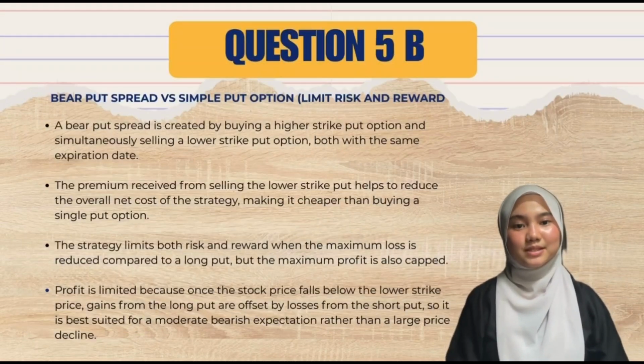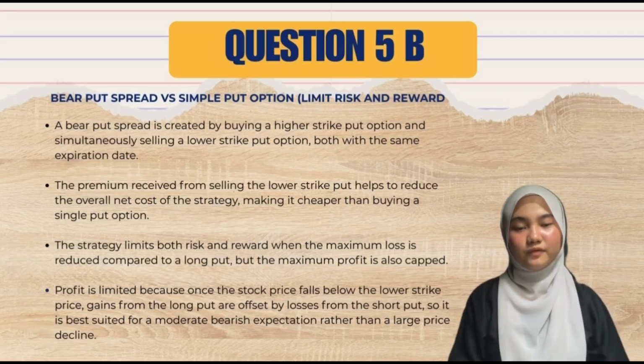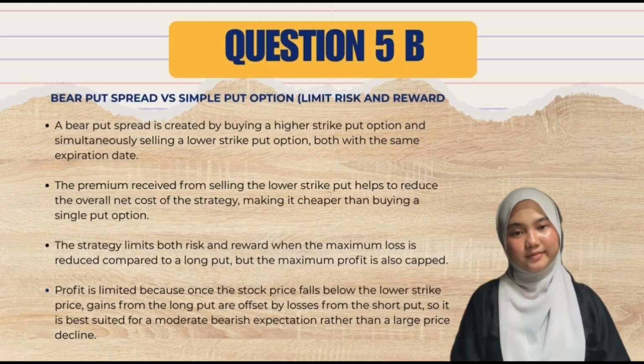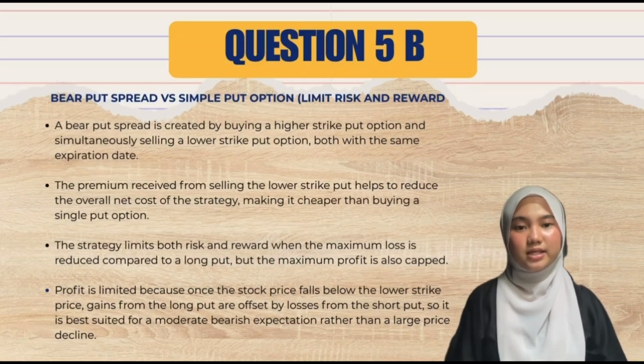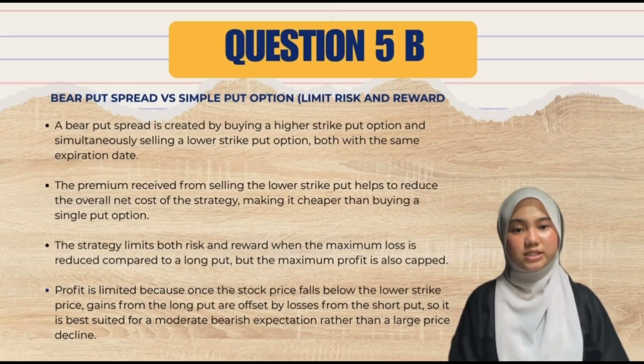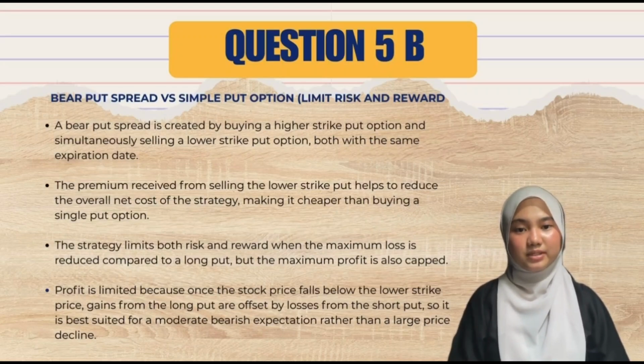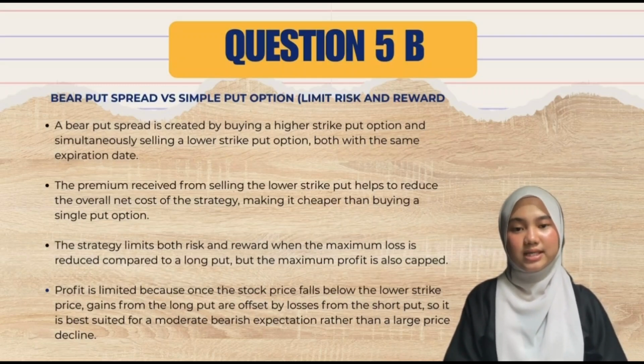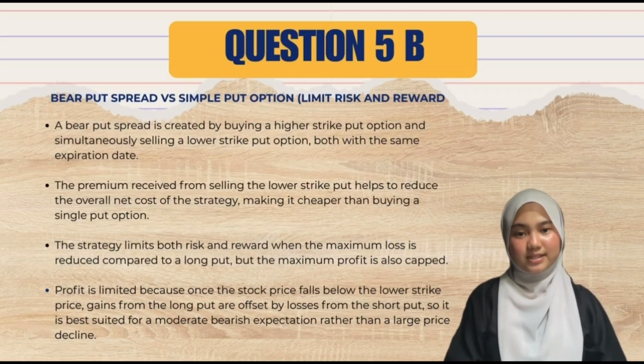To finish up, let's answer part B about how the bear put spread limits both risk and reward compared to a simple put option. A bear put spread is created by buying a higher strike put and selling a lower strike put with the same expiration date. Selling a lower strike reduces the net premium, making the strategy cheaper than buying a single put. Next, the strategy has limited risk and limited profit, with a lower maximum loss than a long put. Lastly, it is best for a moderately bearish market, as profit is capped once the stock price falls below the lower strike price.